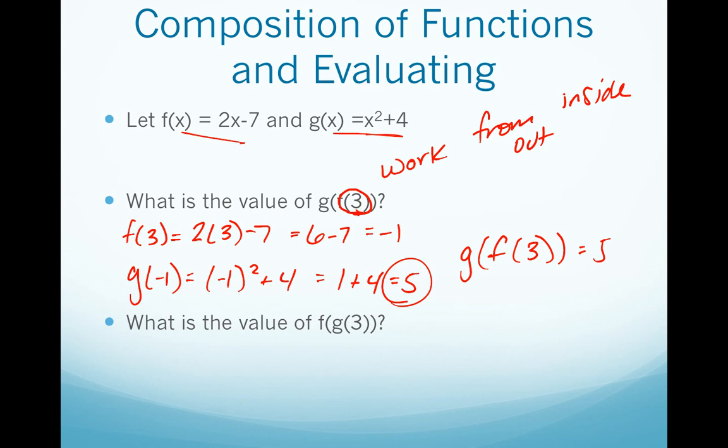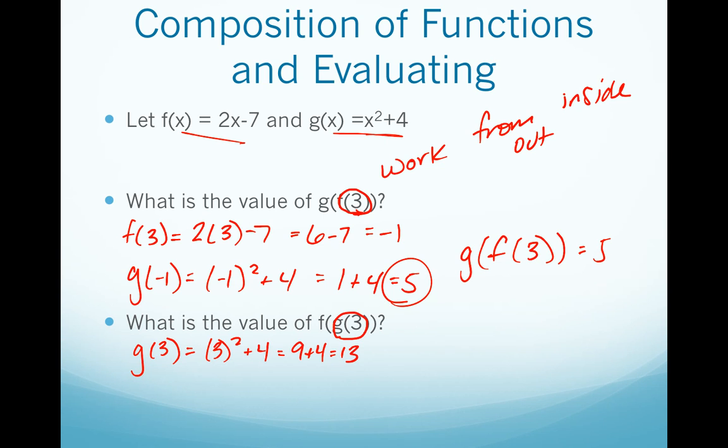Flipping the order does not necessarily give you the same result unless those functions are inverses. So we, again, work from the inside out. We're going to find g of 3 first. So plug 3 in for the x in the g function. So we've got 3 squared plus 4. So 9 plus 4, which is 13. That's what this is equal to.